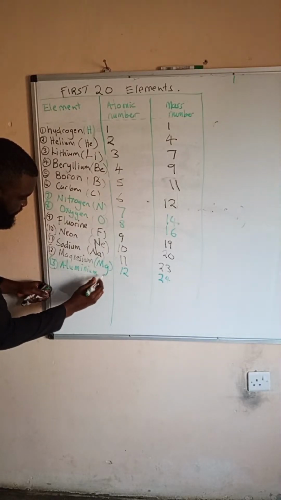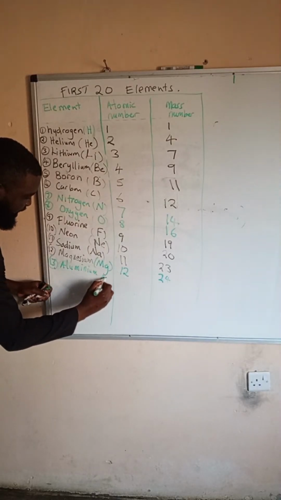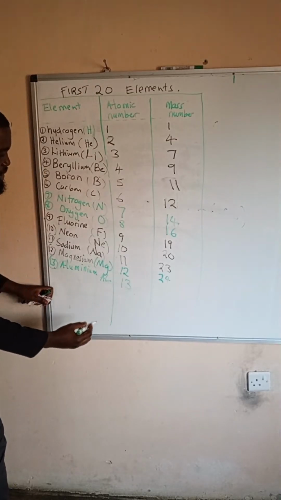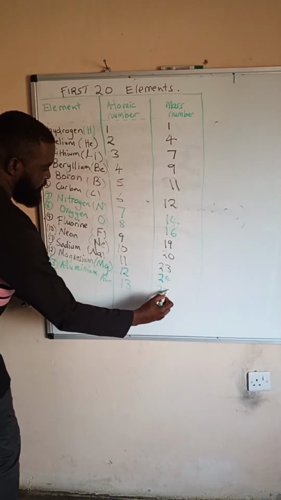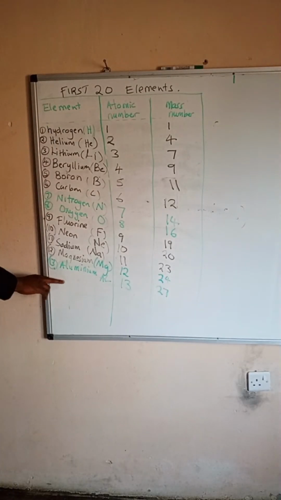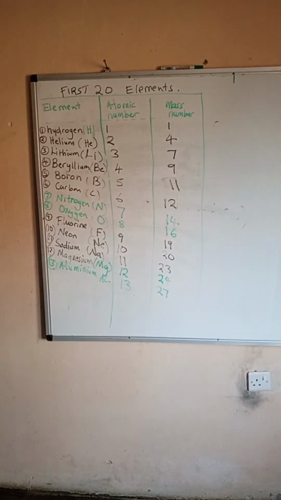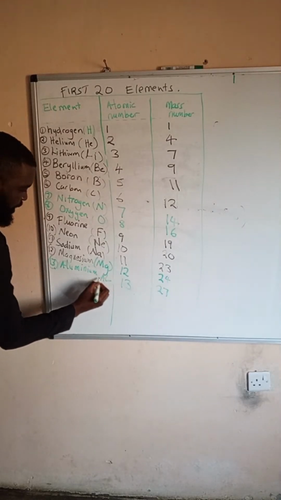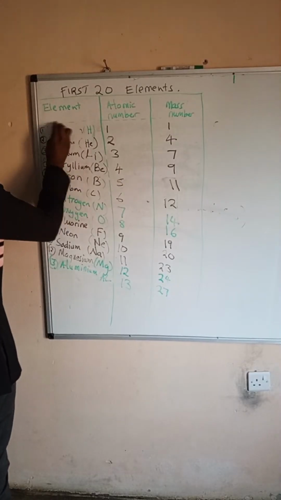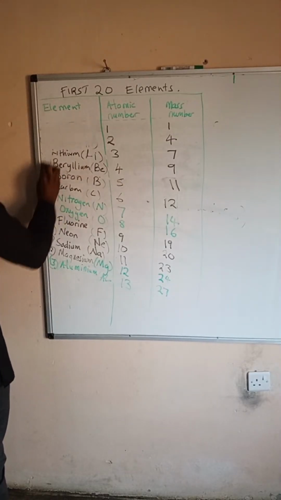Aluminium, which is abbreviated as Al, atomic number 13, mass number 27. So I'll start. This is 13, aluminium, A and L. Because there is no space down, I'll wrap this and then I'll bring 14 here.